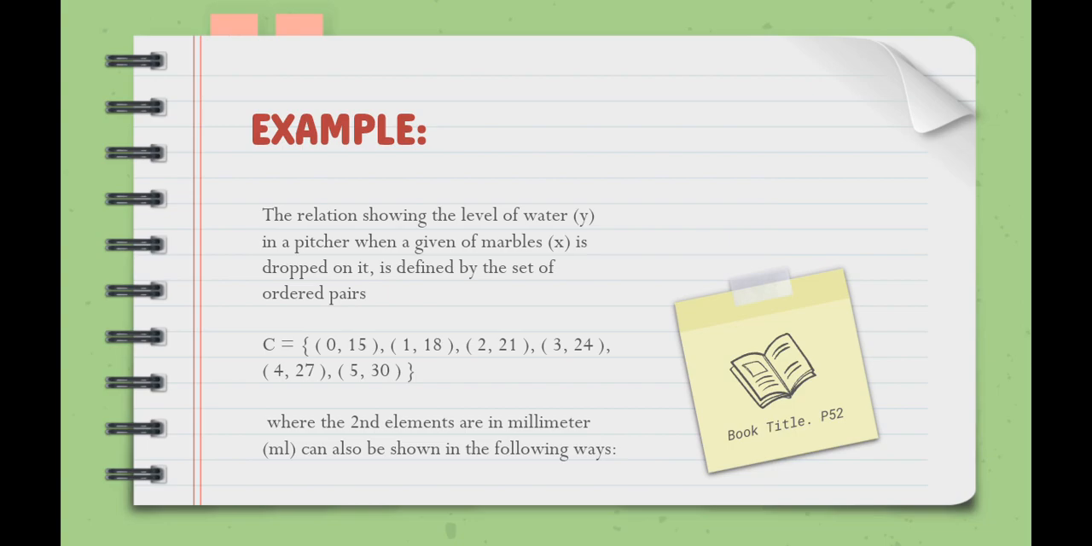Halimbawa na lamang po, the relation showing the level of water y in a pitcher when a given number of marbles x is dropped on it is defined by the set of ordered pairs. We have C equals (0, 15), (1, 18), (2, 21), (3, 24), (4, 27), and (5, 30), where the second elements are in milliliters, can also be shown in the following ways. So, ito po yung mga example po ng table of values and the mapping.